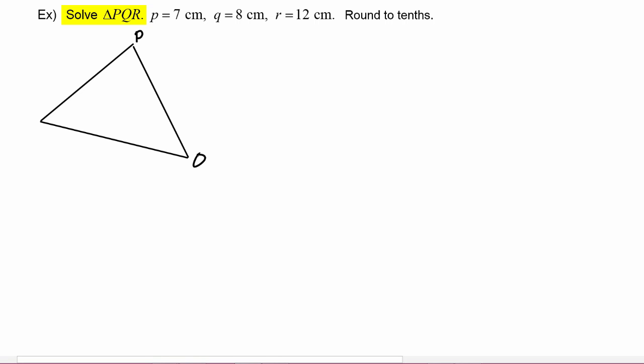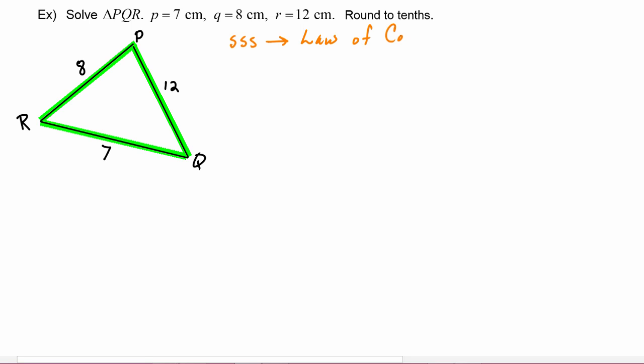P, Q, and R. Now we are given that side P is equal to 7, side Q is equal to 8, and side R is equal to 12. Analyzing our situation, we see that we know all three sides of the triangle. When we have side, side, side, we know that we can use law of cosines.